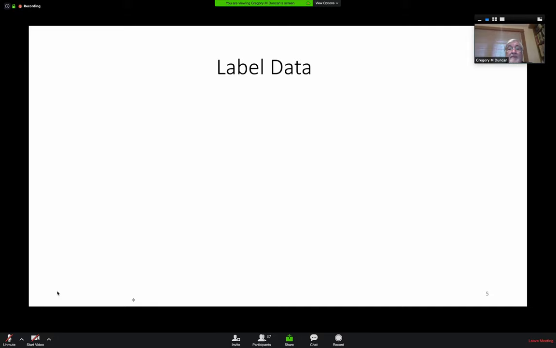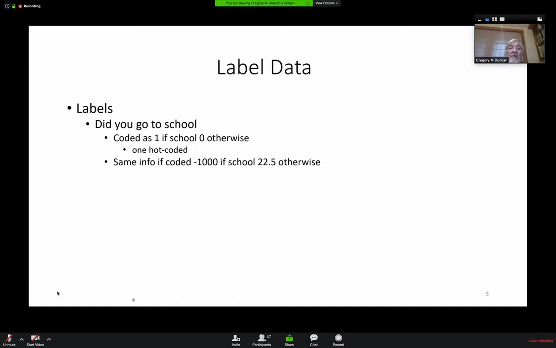Then there are label data. And these will turn out to be crucially important to us. Did you go to school? Okay, this is coded as 1 if you went to school, 0 otherwise. It's simply a label. I could have made it 0 if you went to school, 1 otherwise. And the information in that would be just the same as long as I give you a dictionary. This is called 1 hot coded, 1 hot encoded, if it's 0, 1. On the other hand, the same information could be minus 1,000 if school and 22.5 otherwise. As long as I've told you that, then you know exactly what's going on there. And the order, the magnitude of those things are useless. You don't need them.